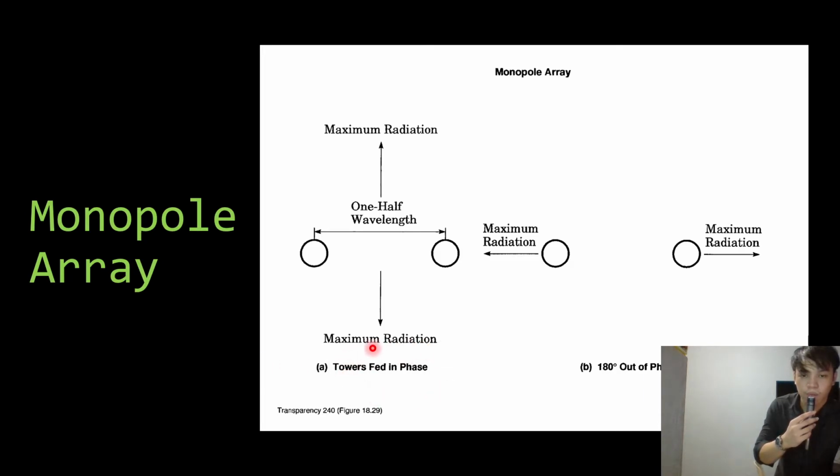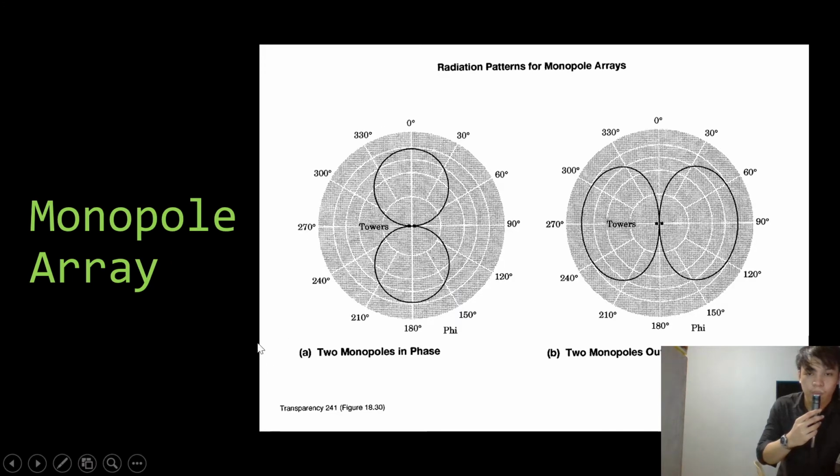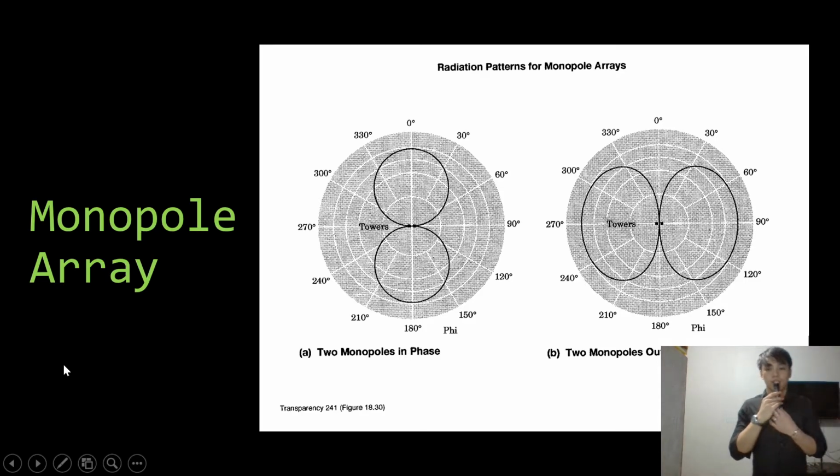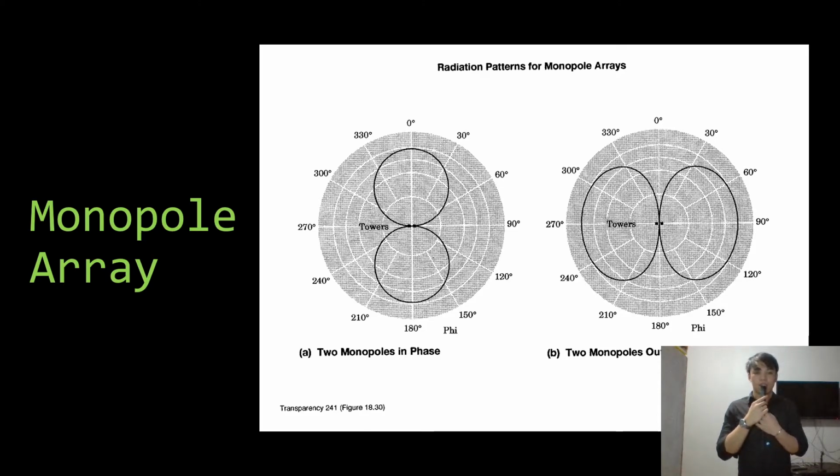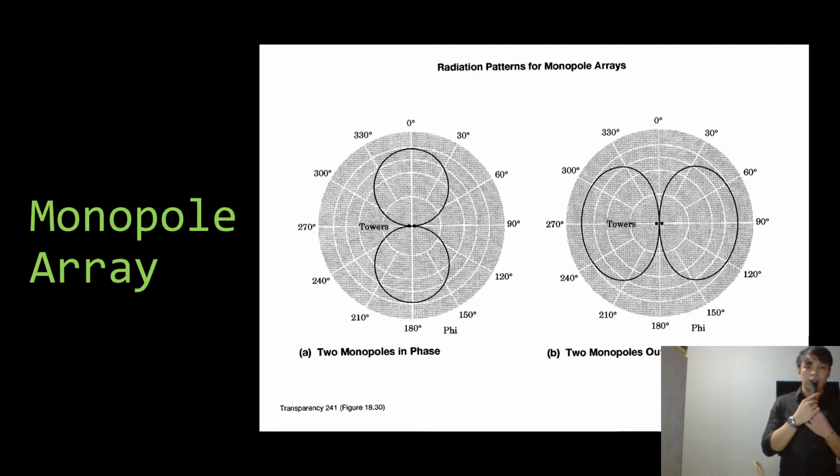This is the tower fed in phase, and this is the 180-degree out of phase. These are the radiation patterns for monopole antennas. The first one is the two monopoles in phase, and the other one is the two monopoles out of phase.